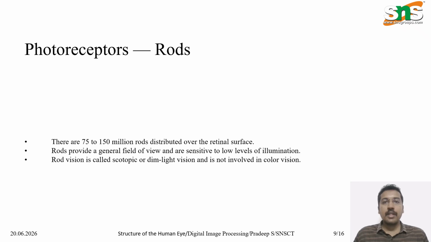Rods are more numerous and are responsible for vision in low light conditions. They are highly sensitive to light but do not detect colors. There are 75 to 150 million rods distributed over the retinal surface. Rods provide a general field of view and are sensitive to low-level illumination.